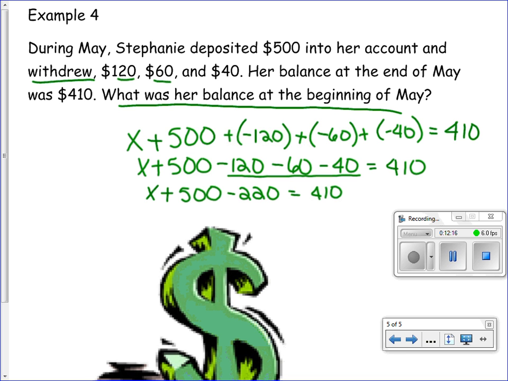What will be my next step? Max? Okay, I think I can simplify a little bit more on the left-hand side of the equation. Bianca? Okay, so if you come out to the side. So I simplified, I took 500, subtracted 220, and I had a positive 280.